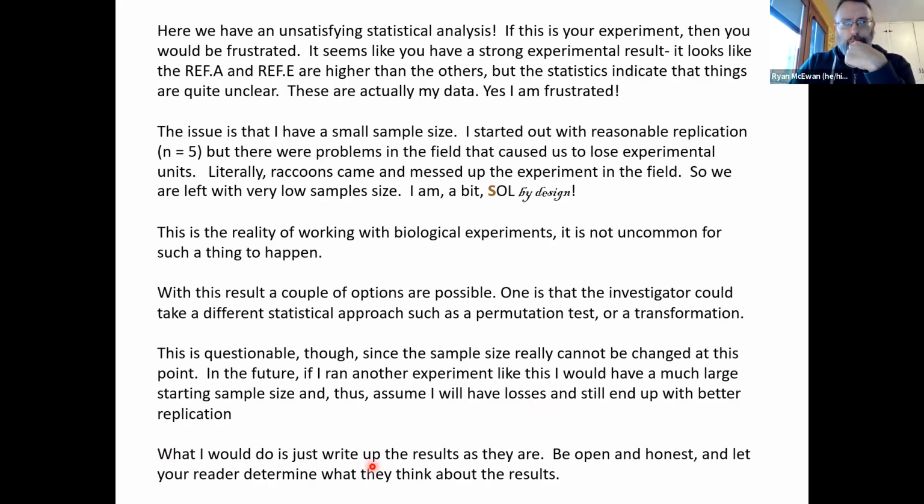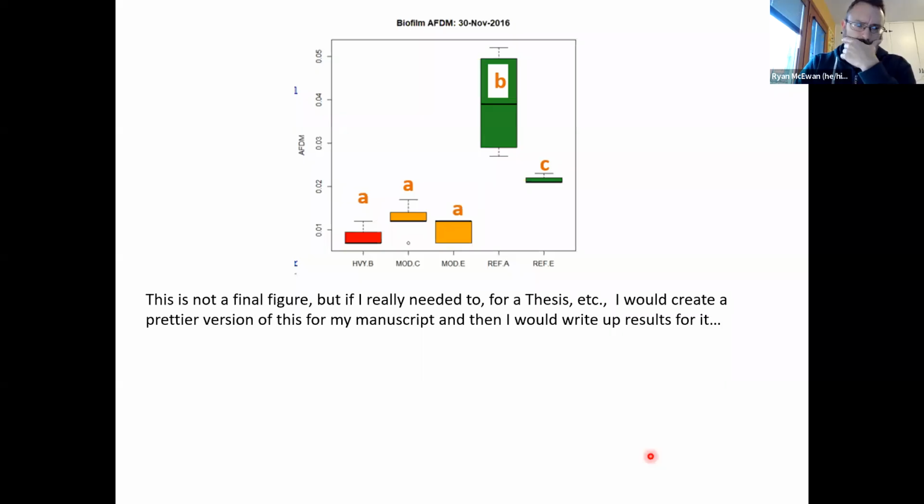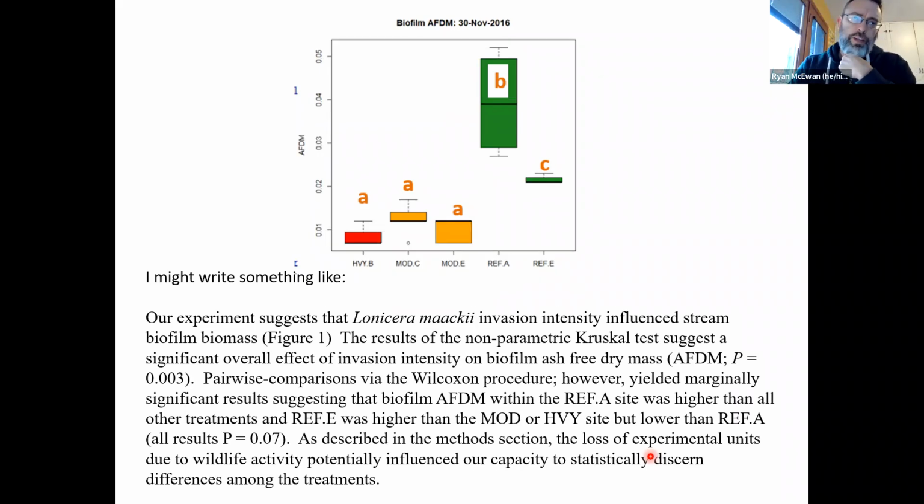If you have to write up the results as they are, and it's your thesis at stake, what you can do is something like what I'm about to do. It's not a final figure, but you can make some figure like this, make it look nice. And you could write something like this. Our experiment suggests that Lonicera maackii, that's honeysuckle, invasion intensity influences stream biofilm biomass. This is honeysuckle intensity, and this is biomass. Figure 1, refer to this figure.